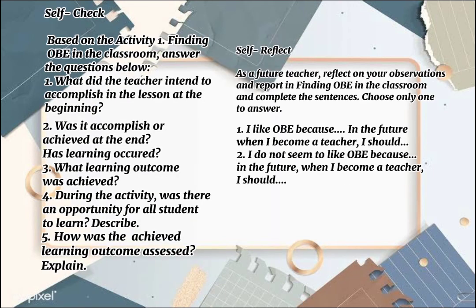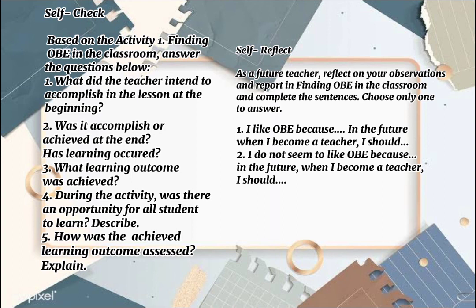In the subject, based on activity 1, finding OBE in the classroom, answer the questions below. Number 1, what did the teacher intend to accomplish in the lesson at the beginning? Number 2, was it accomplished or achieved at the end? Has learning occurred? Number 3, what learning outcome was achieved? Number 4, during the activity, was there an opportunity for all students to learn? Describe. Number 5, how was the achieved learning outcome assessed? Explain.